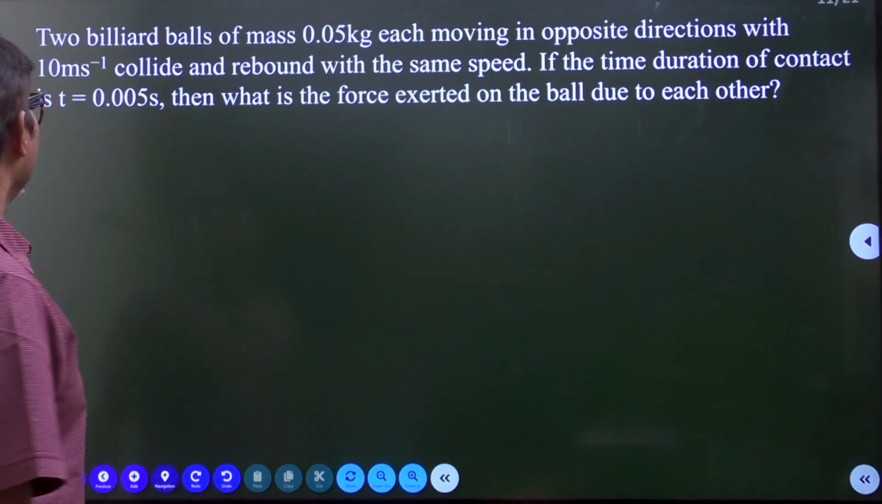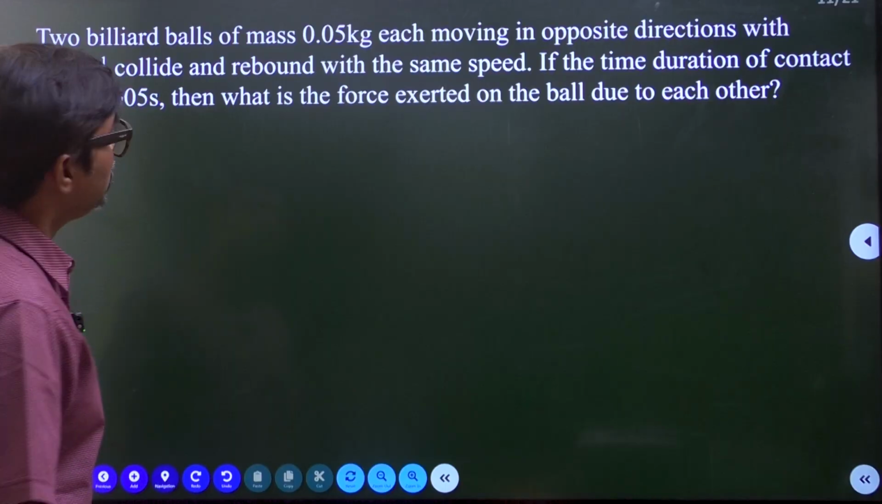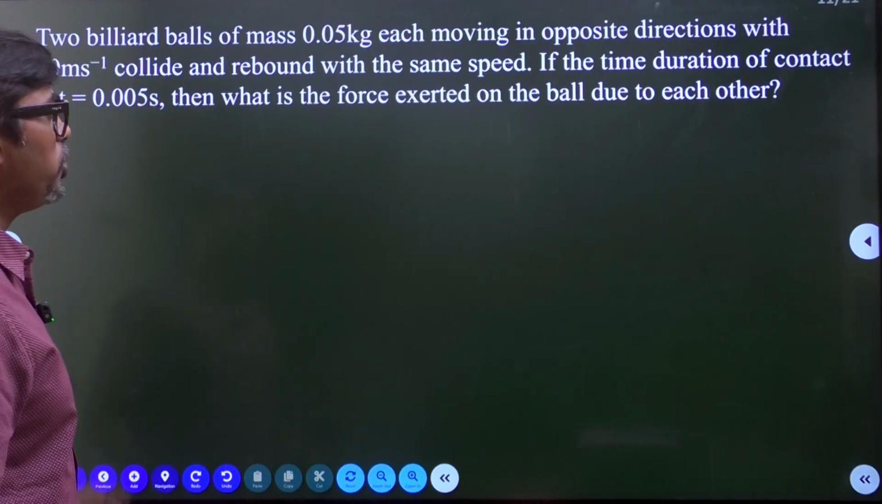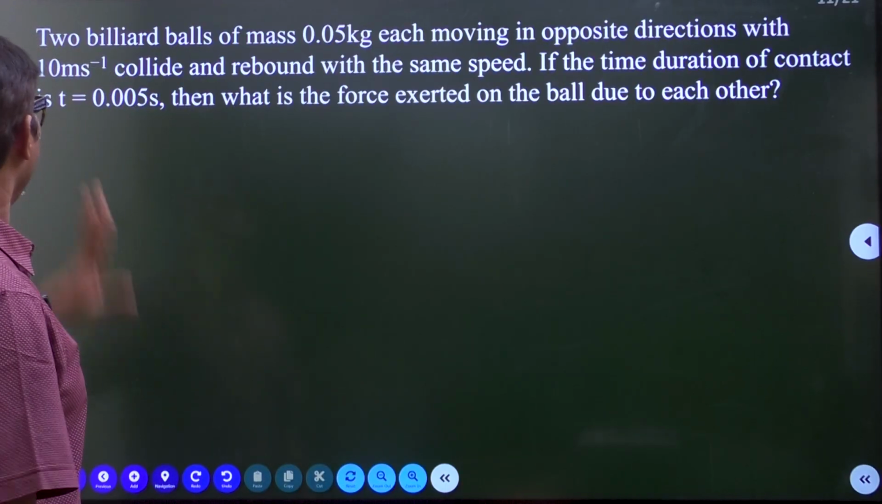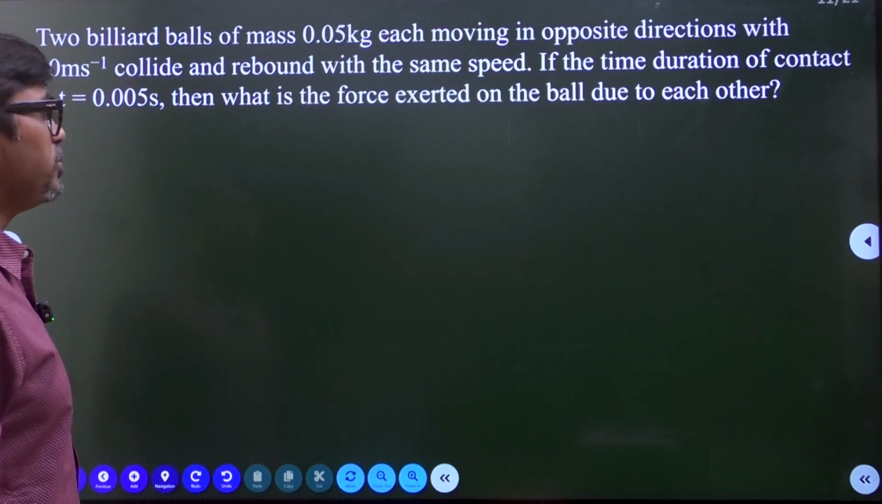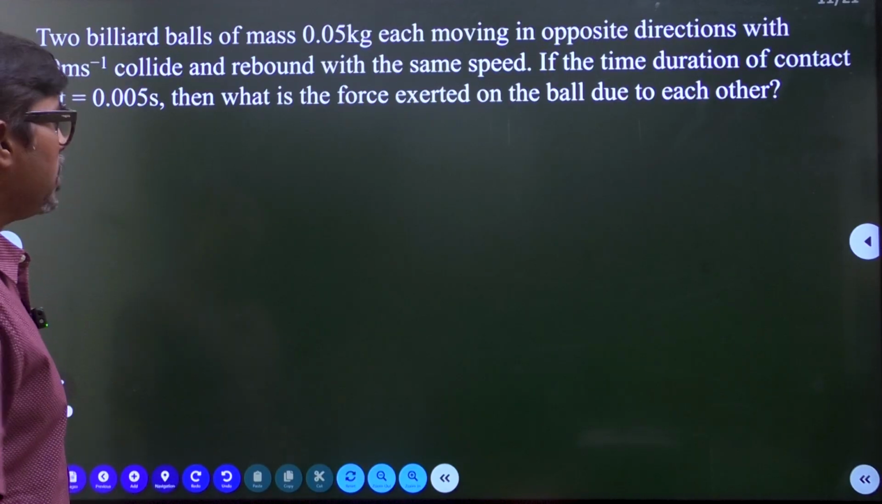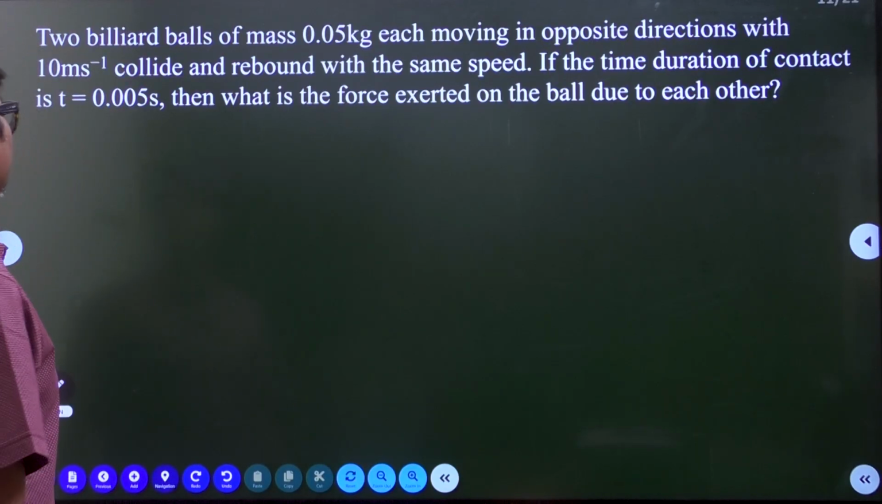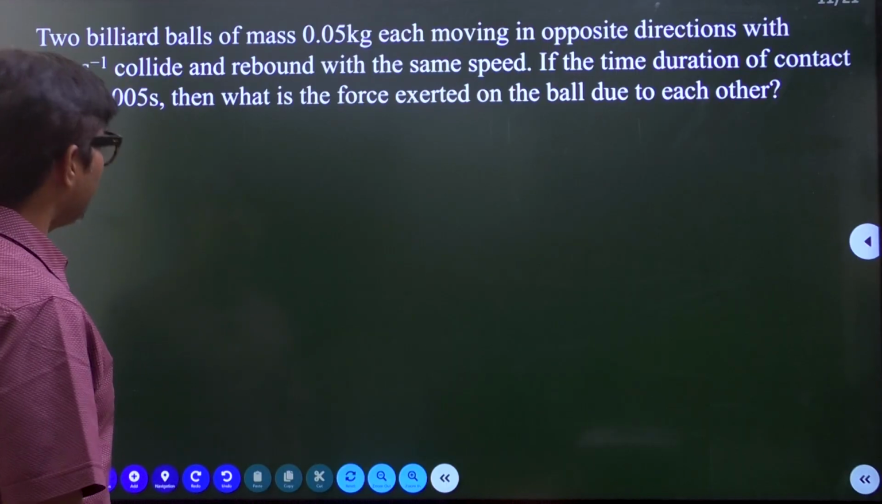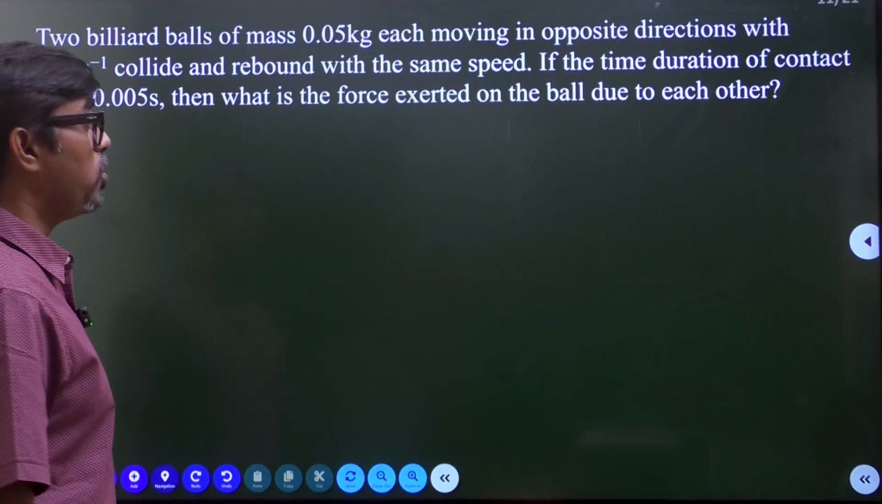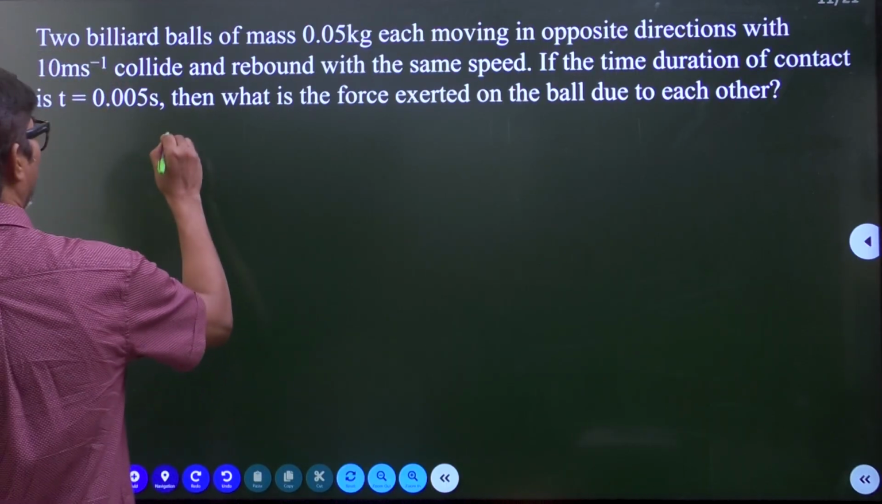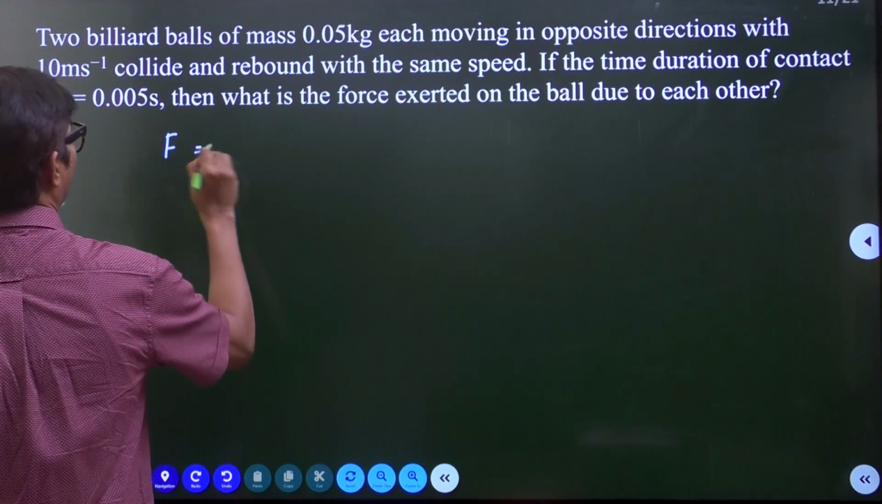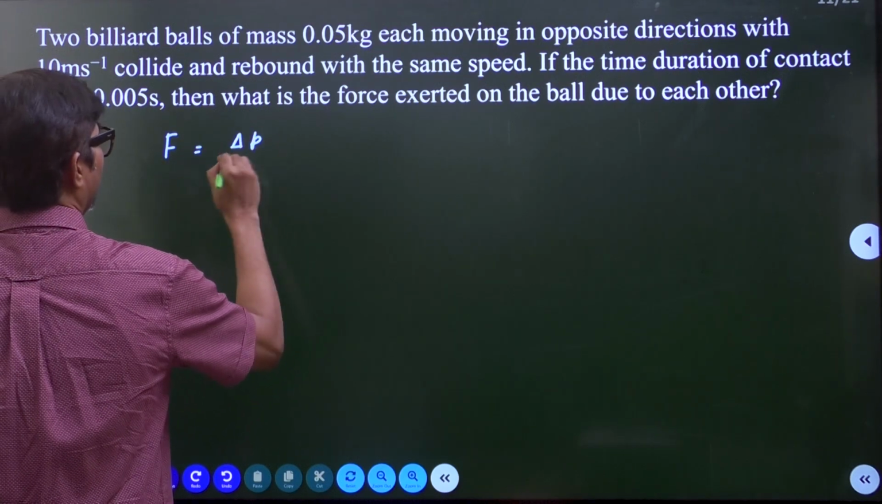Okay, next. 2 billiard balls of mass 0.05 kg each, moving in opposite directions with 10 meters per second, collide and rebound with the same speed. If the time duration of the contact is 0.005 seconds, then what is the force exerted on the balls due to each other? So it's basically the average force we are talking about. Average force is what? Change in momentum per unit time.